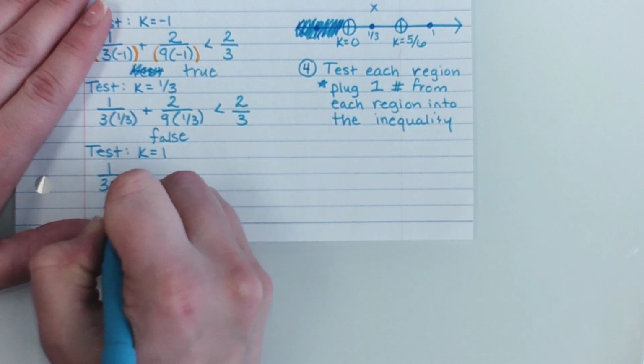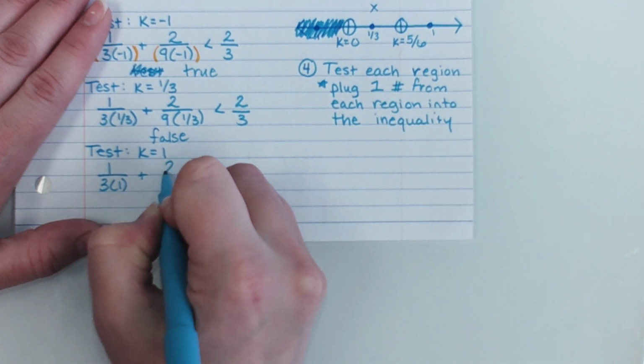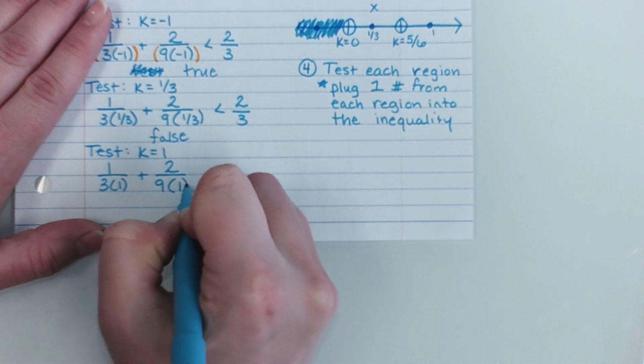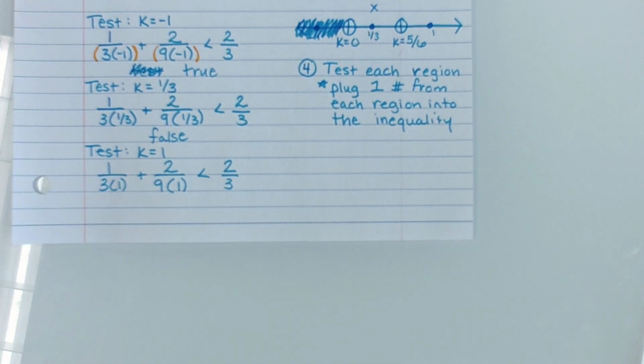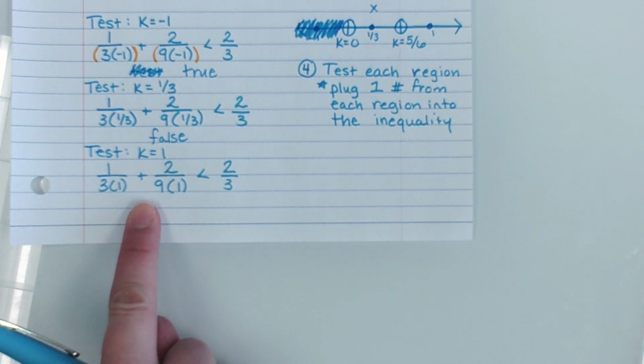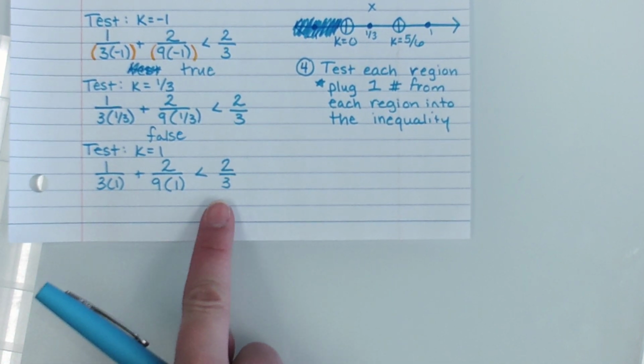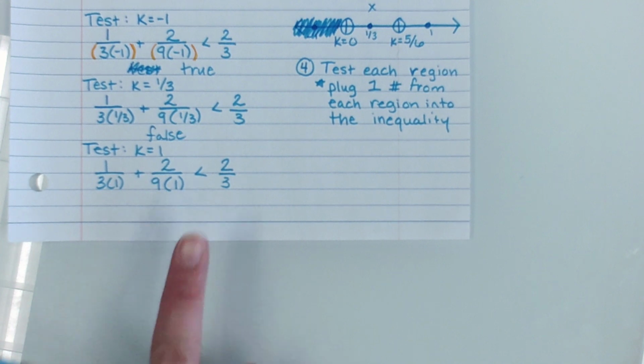1/3 times 1 plus 2/9 times 1 is less than 2/3. 1/3 plus 2/9 is 5/9. 5/9 is 0.5555555. 2/3 is 0.6666666. Is lots of 5s smaller than lots of 6s? Yes, this one's true.